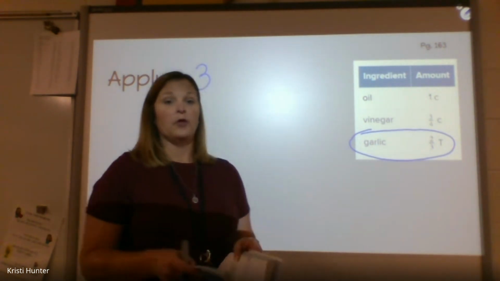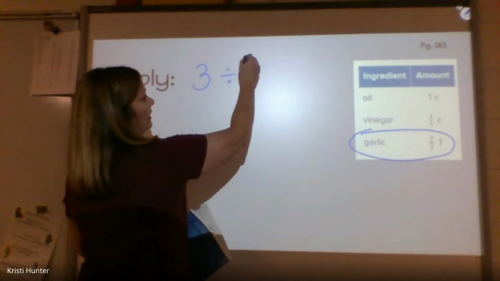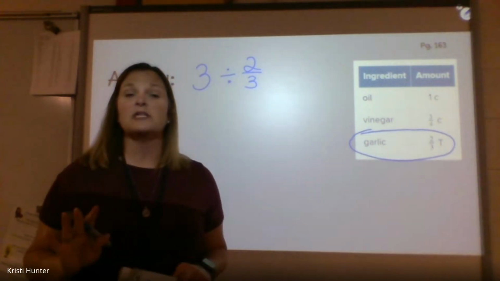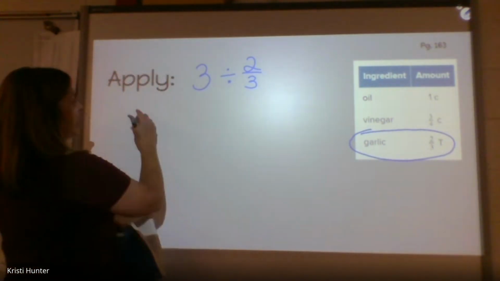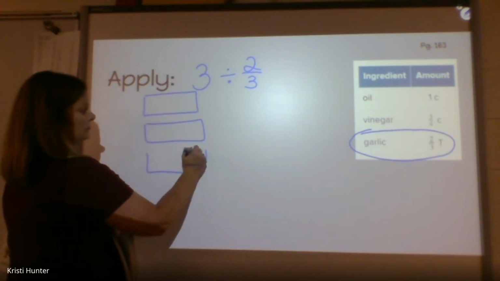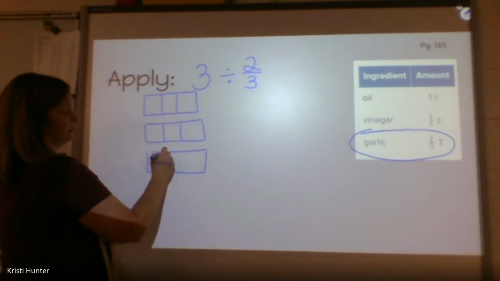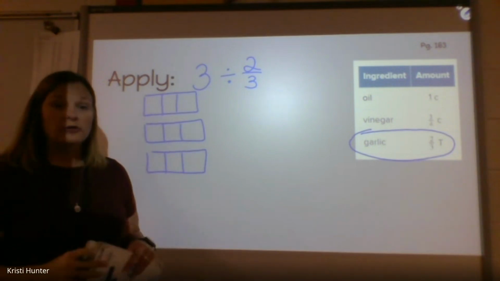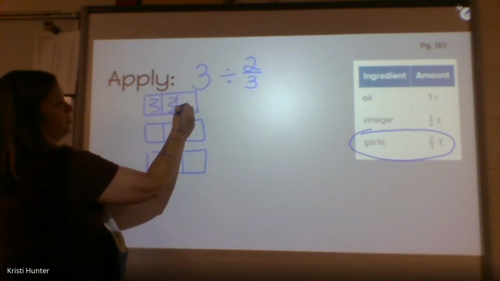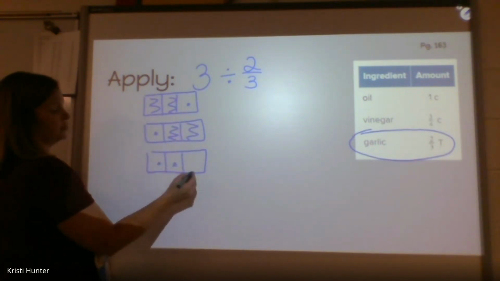So here we go. 3 wholes. I need to divide that into 2/3. Now remember, we talked about this yesterday. We can do this problem 2 ways. If you like the pictures, you can draw out your 3 wholes. It says break your 3 wholes into 3 pieces. And then you're coloring them by 2s. 1, 2, 1, 2, 1, 2, 1, 2.